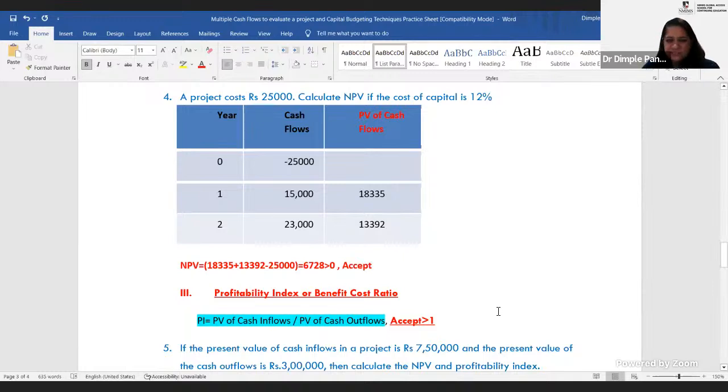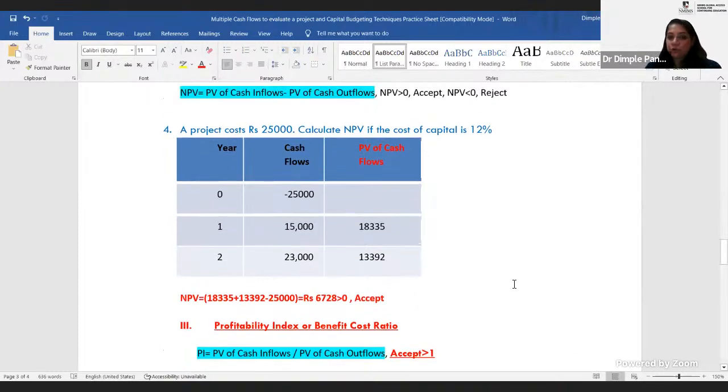But this all you have seen in the async material as well. Now, tell me, in NPV you're getting the amount in rupees. In payback period, you're getting the number of years. But can it happen that I have two mutually exclusive projects, and both do not have the same amount of investment? Then what would you do? Would you prefer NPV or would you prefer the ratio of the two?